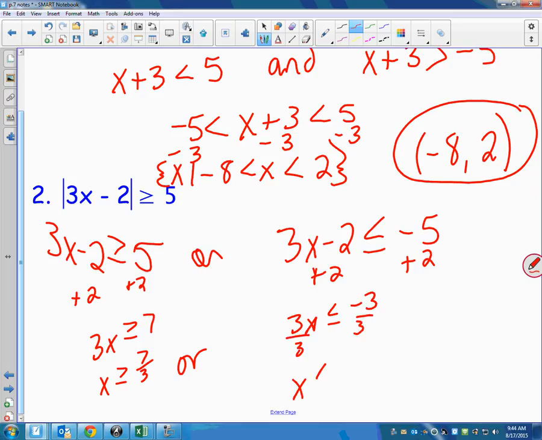Remember, just silly little things that are easy to forget in math. Remember, if you multiply or divide both sides by a negative, you got to flip that sign again. Sometimes it can trip you up. This one we did not divide by a negative, so I don't have to flip it. But I just wanted to mention that.